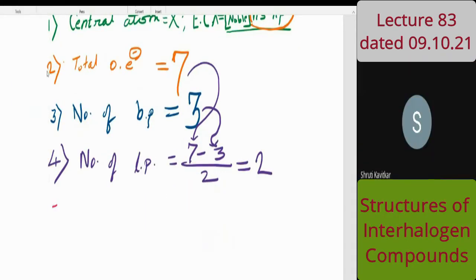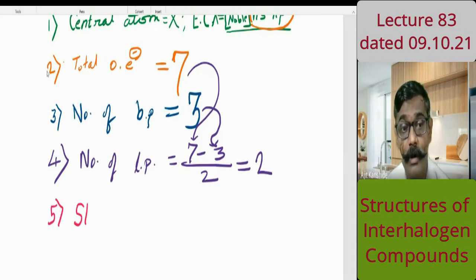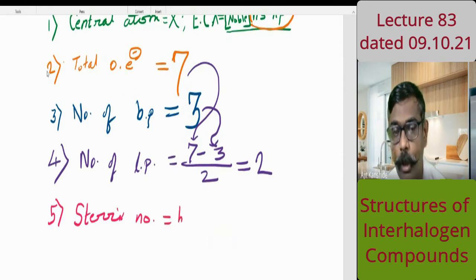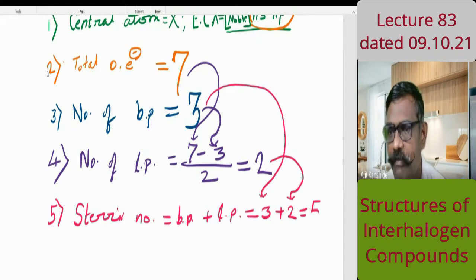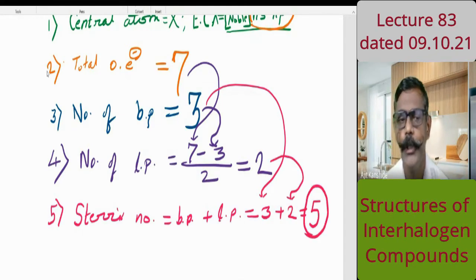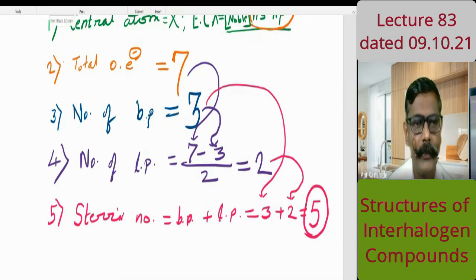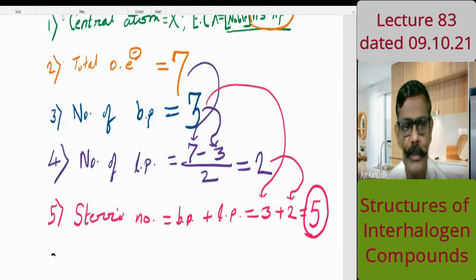Now, what should be my next point? Steric number. The steric number is the summation of the number of bond pairs plus lone pairs. How many bond pairs are there? 3. How many lone pairs are there? 2. So what is the summation? 5. Now, if 5 is the steric number, then the next point is structure.